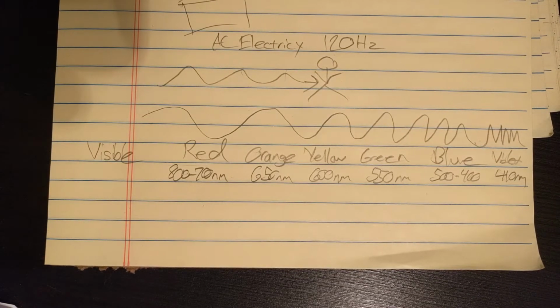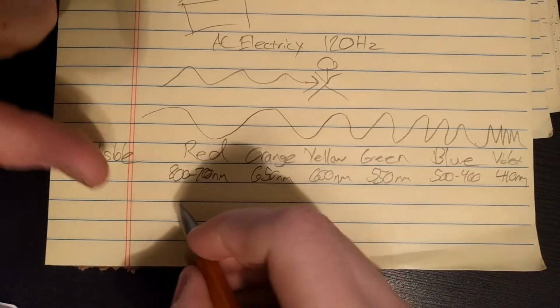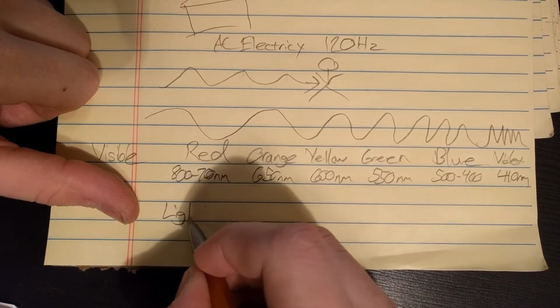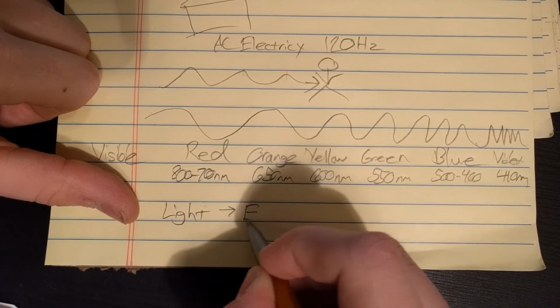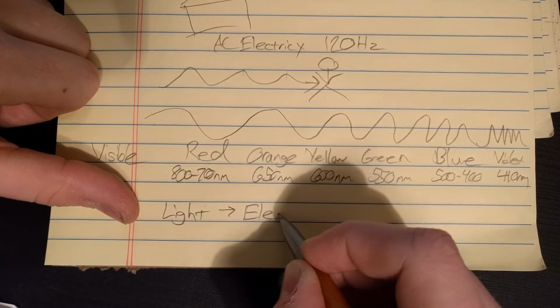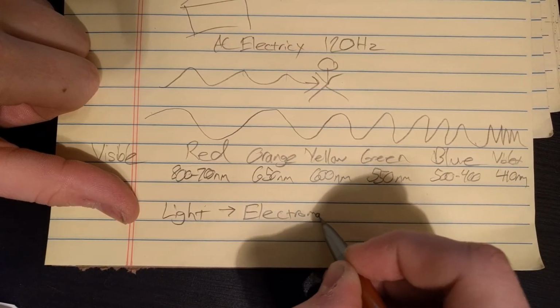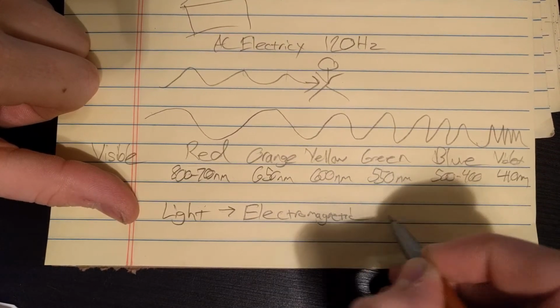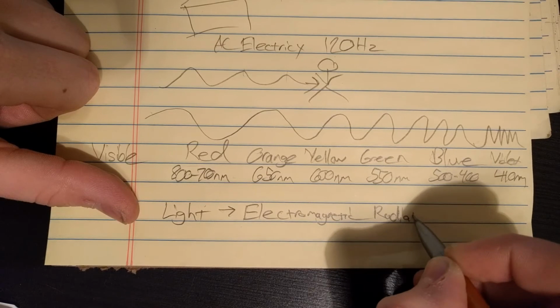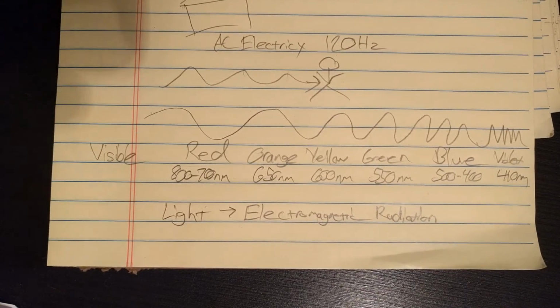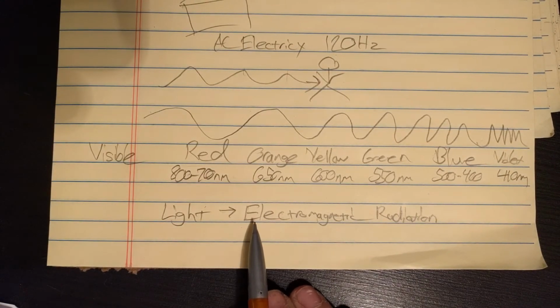So that's a very brief, simple overview of what is light. Another thing that I didn't even mention the whole video is that another name for light, if you want to sound fancy, is electromagnetic radiation. And I'll be talking about why it's called that in the next video.